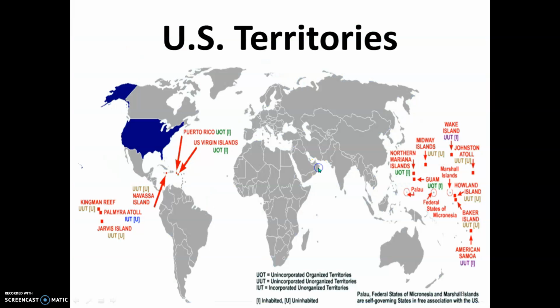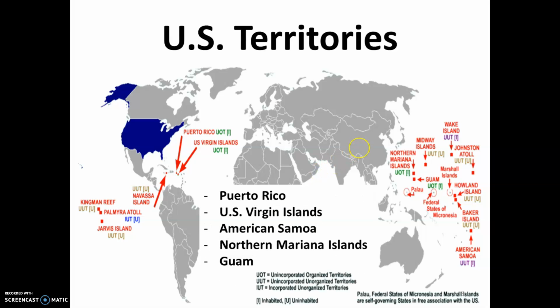The United States has some territories. These are the lands that the U.S. owns and governs, but they are not full states. Here is the list of some territories for you to learn. We have Puerto Rico, U.S. Virgin Islands, American Samoa, Northern Mariana Islands, and Guam.